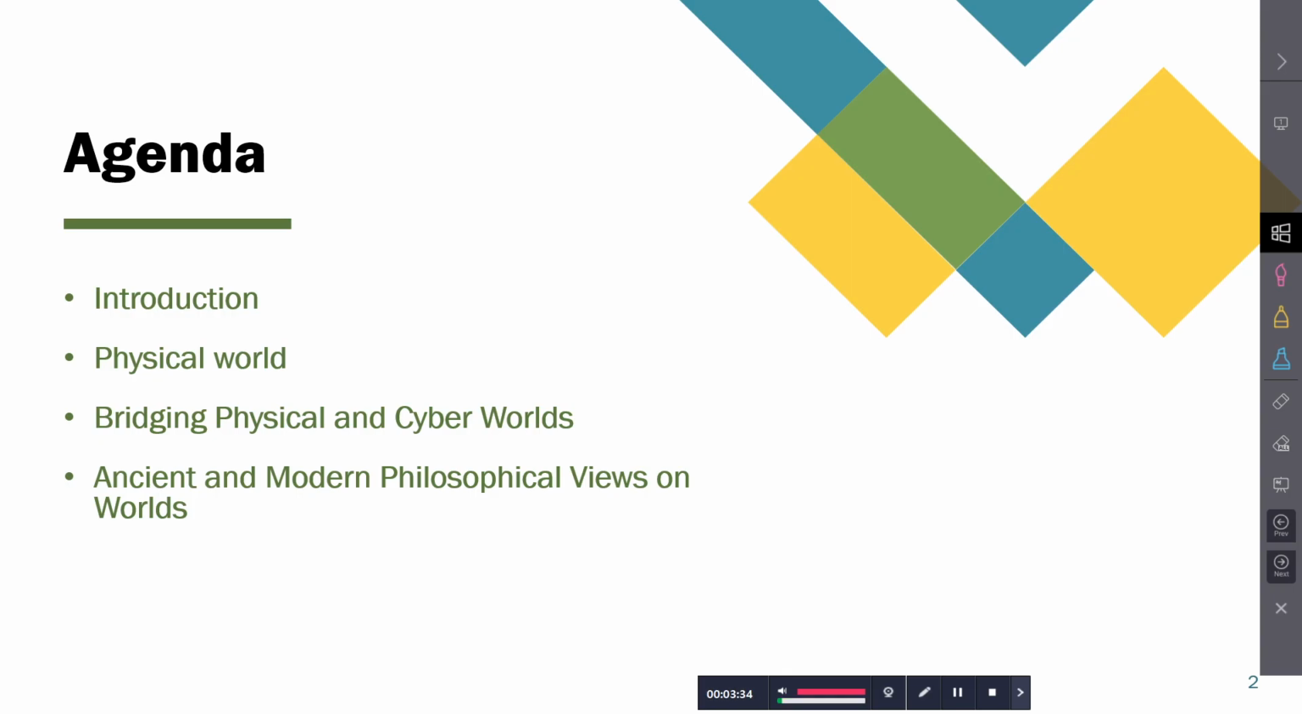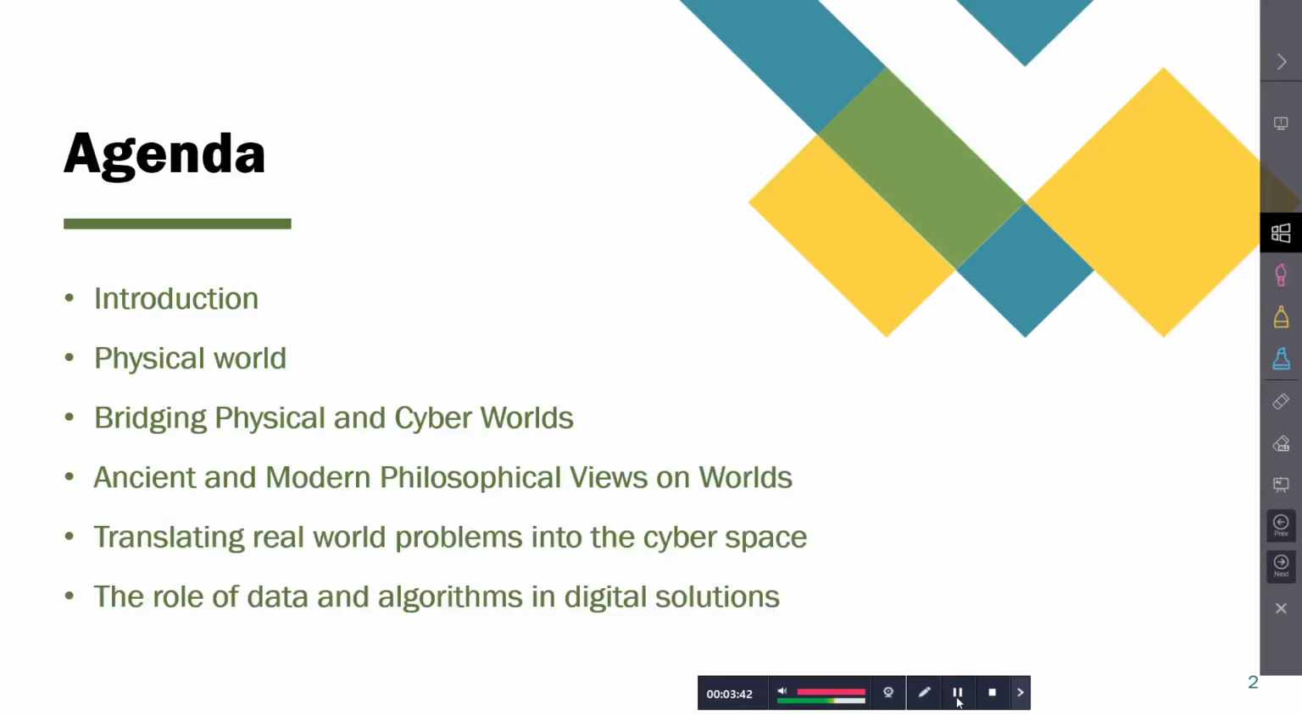At the end of this slide, I will consider the role of data and algorithm in digital solutions. Please remember that data and algorithm together make a program, and this program is the issue here that we have in the real world.